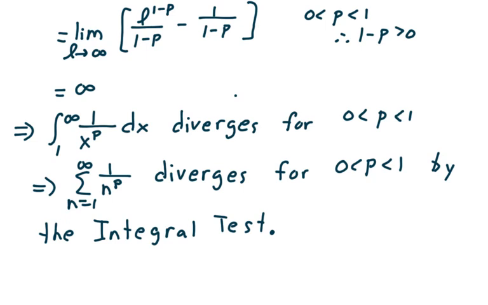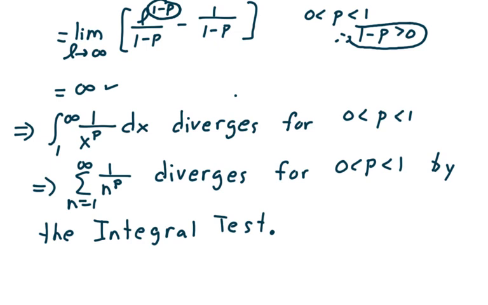Now here's the twist. This is equal to infinity. Why? Because if we look at the exponent on the L of that 1 minus p, it turns out that 1 minus p is positive if we assume p is between 0 and 1. And so the integral from 1 to infinity of 1 over x to the p dx diverges for p between 0 and 1, so for p greater than 0, less than 1. So the summation from n equal 1 to infinity of 1 over n to the p diverges for p greater than 0, less than 1 by the integral test.